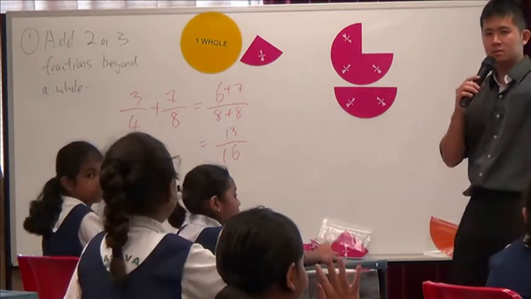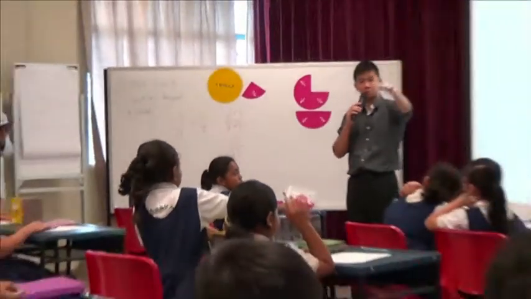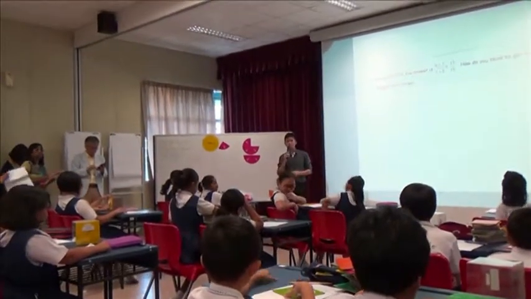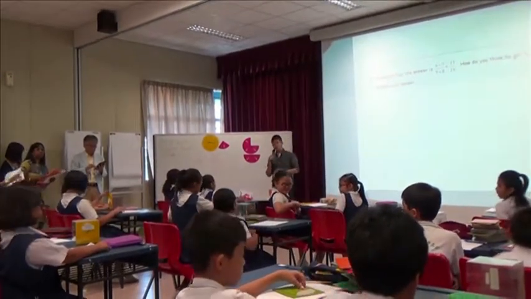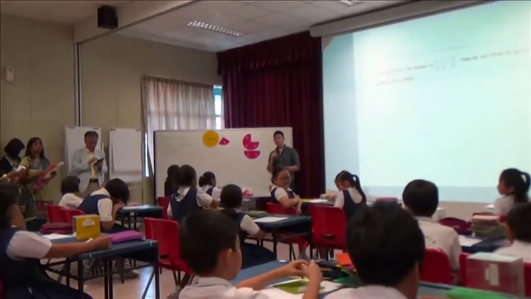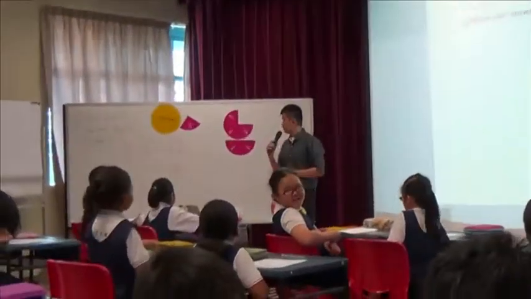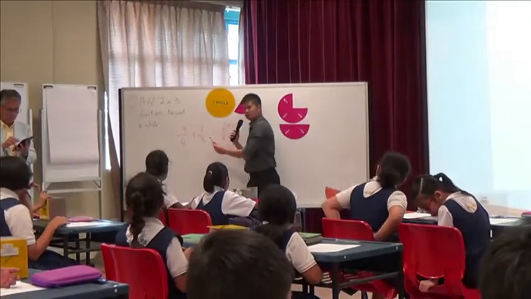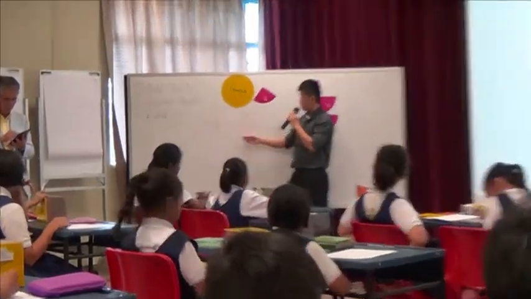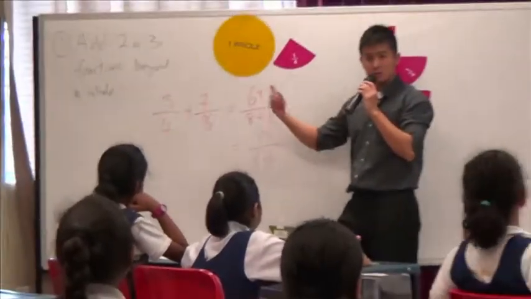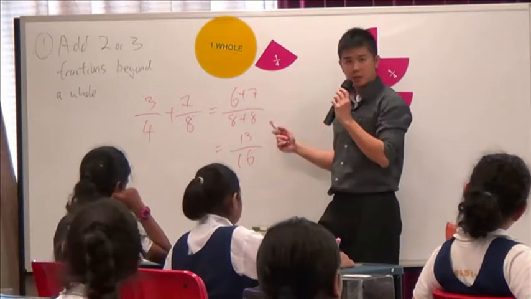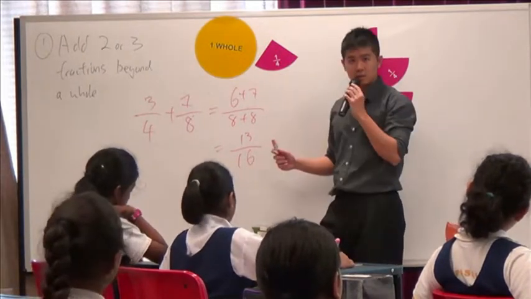Raise your hand. Only him? You think that's the correct answer? Okay, why do you think it's the correct answer? No, explain. So he changed the denominator, right? The first fraction, 3/4, you change it to 6/8, right? That's what you would do too, right? And then you add them up. That's why you get 13/16, correct?